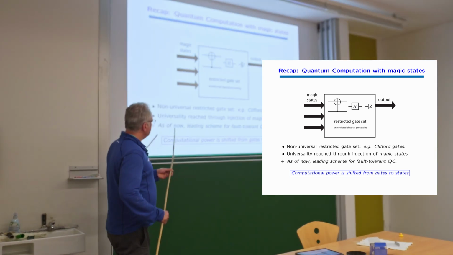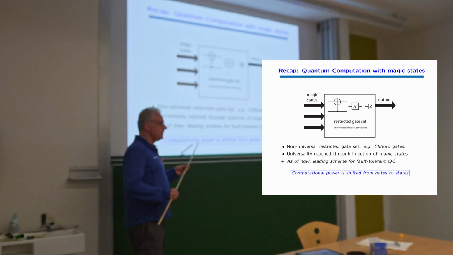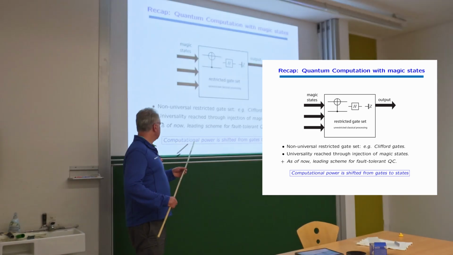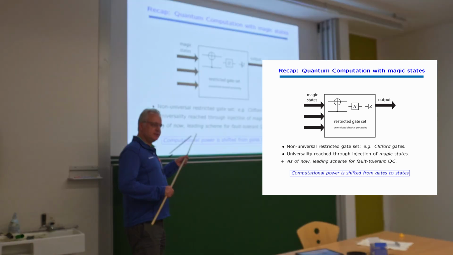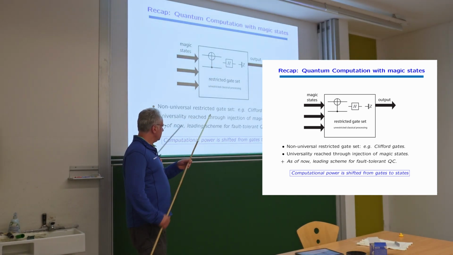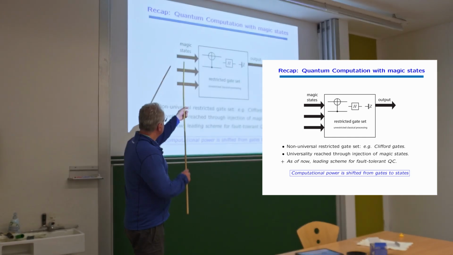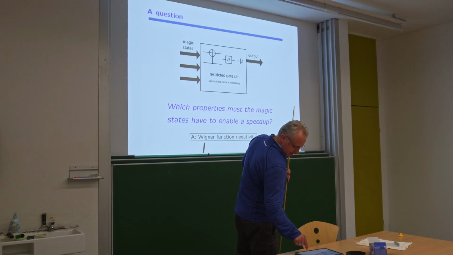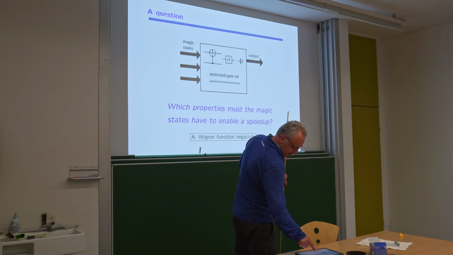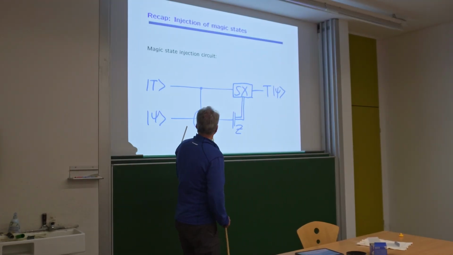But these practicalities don't matter for us right now all that much. We observe that computational power is shifted from the unitaries to the states that you put in, the magic states. And the question is, what property do these states need to have in order to provide a quantum speedup? That's the question.